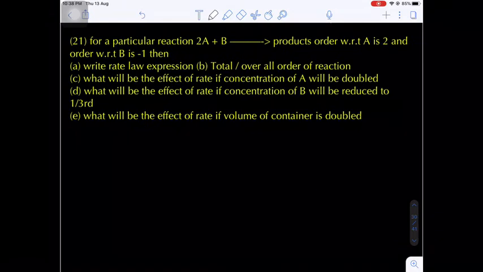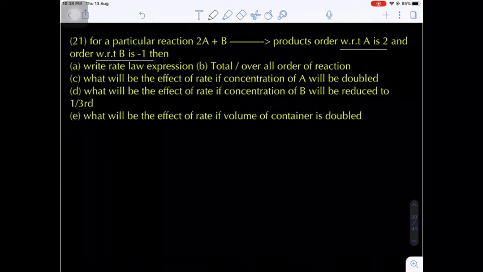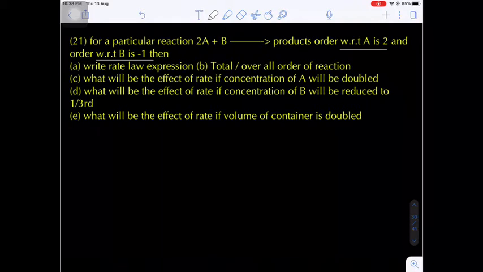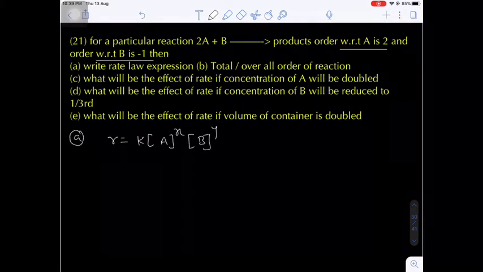Okay. Now come to question number 21. For a particular reaction, 2A plus B gives products. The order with respect to A is given as 2, and the order with respect to B is given as minus 1. Then there are 5 questions given. The first question: write the rate law expression. What is the rate law expression here? R is equal to K into A to the power, let's suppose x, and B to the power, let's suppose y. You can take small a, small b, x, y, p, q, anywhere.